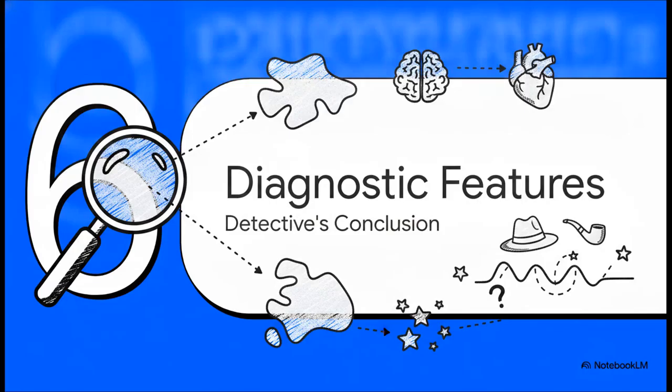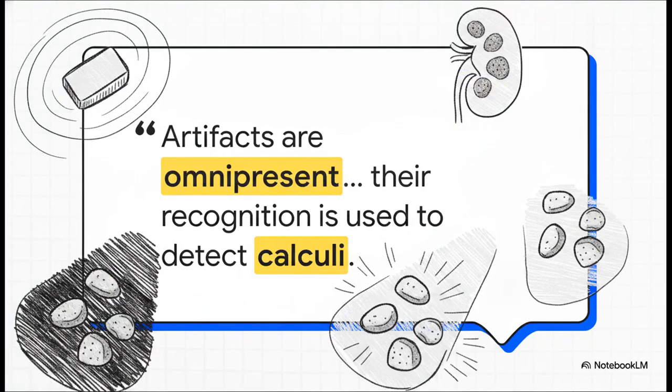And finally, Section 6, Flaws as Diagnostic Features. Let's get to the detective's conclusion. Let's bring everything we've learned right back to the patient. I want you to read this quote from our source material with me, because it really does completely change the paradigm of ultrasound imaging. Artifacts are omnipresent in ultrasound. Their recognition is used to detect and confirm the presence of calculi or tissue mineralization, gas, cysts, and foreign bodies.